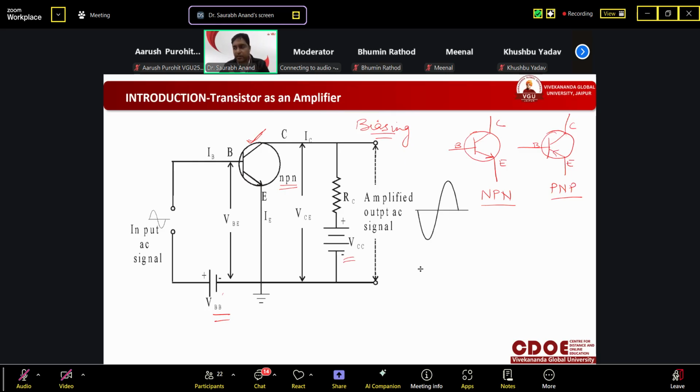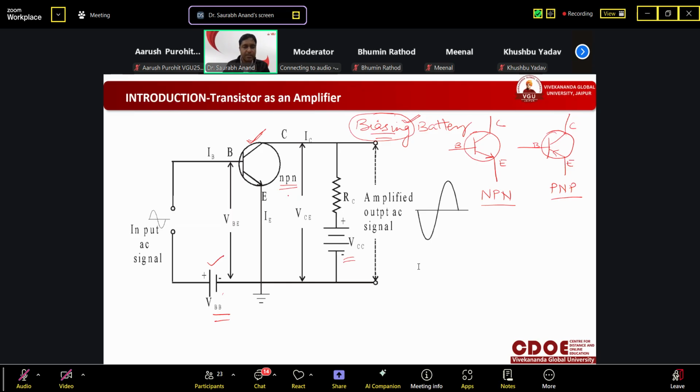Suppose you have a TV and a set-top box at your home. If the set-top box is not on, can you watch anything on your TV? No, because the set-top box provides the signal, and if it is not switched on, we cannot watch a movie or anything on the TV. Similarly, we have to turn on this transistor. For making the transistor in the on condition, we have to do biasing, and for biasing we use a battery.